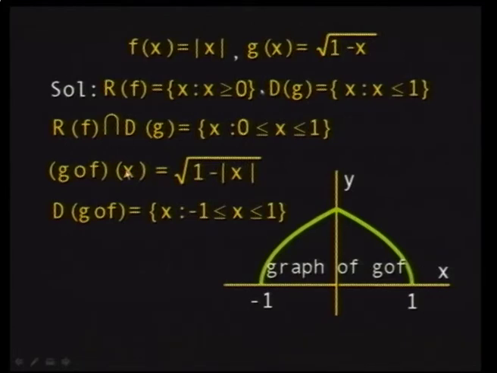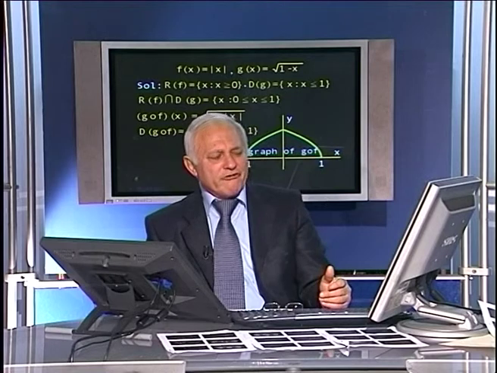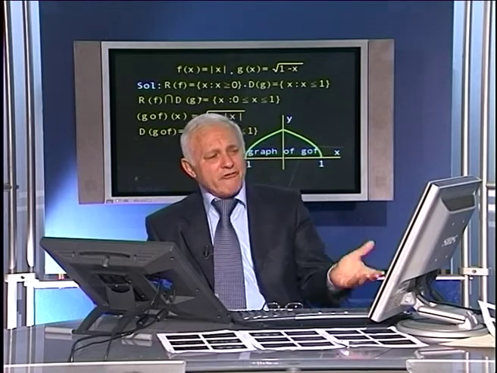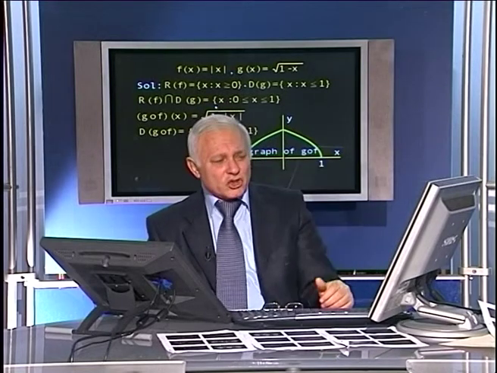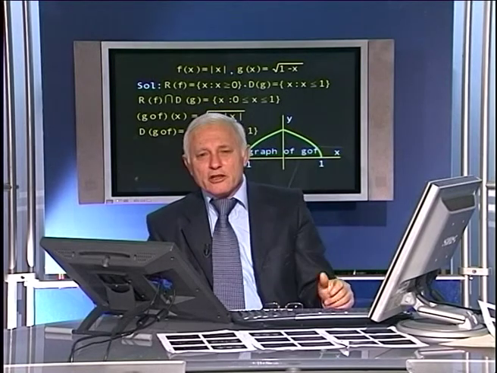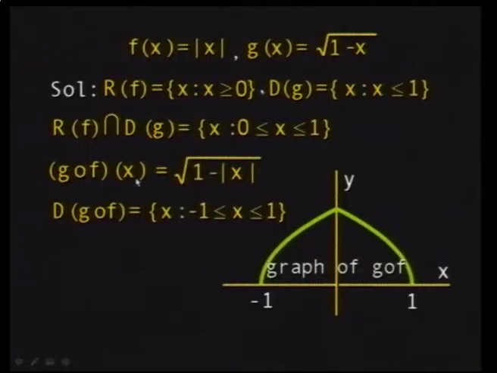So here, to calculate G of f is easy. All you have to do is feed in mod x into G, so you substitute mod x instead of x to obtain this. And then you study this here. There is one easy way of doing it. Instead of calculating the range of F and the domain of G, and going back to the function F like we did here, we can do it like the students do. In other words, we start from here all the time.